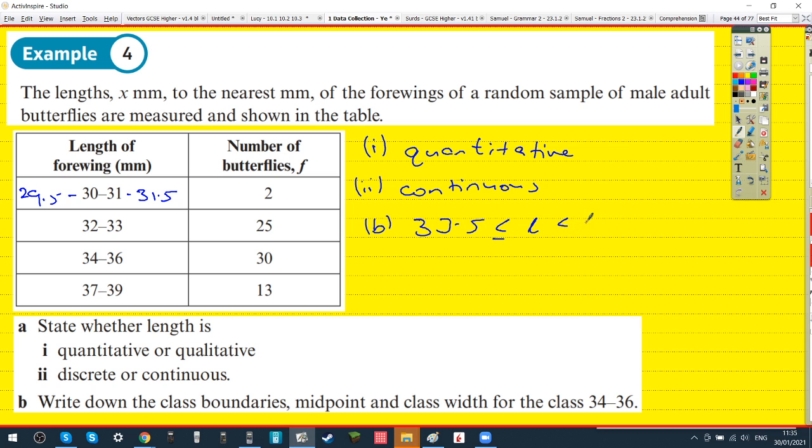Would it be 4 or 5? I write it without the or equal to. Oh, okay, yeah. Because it could be 4.49. So is that the boundaries? Yeah. And now we want the midpoint of that. The midpoint would be 34.5. Add the two together, divide by 2.